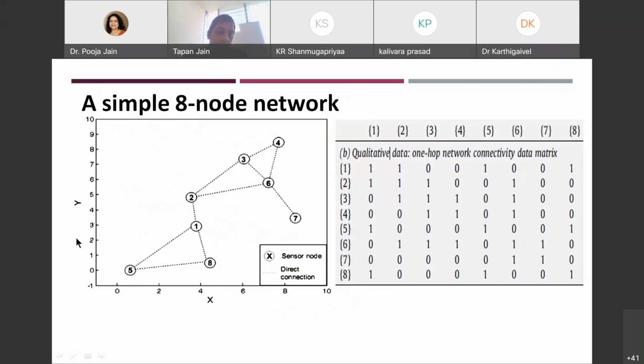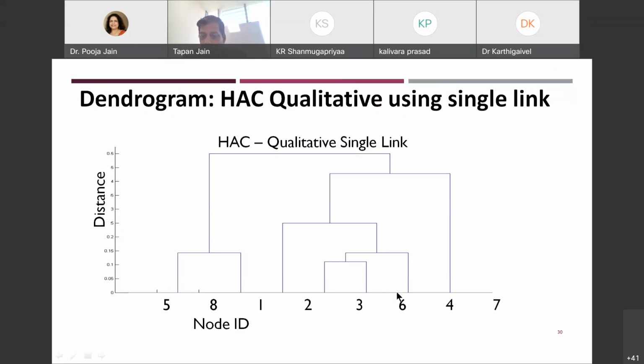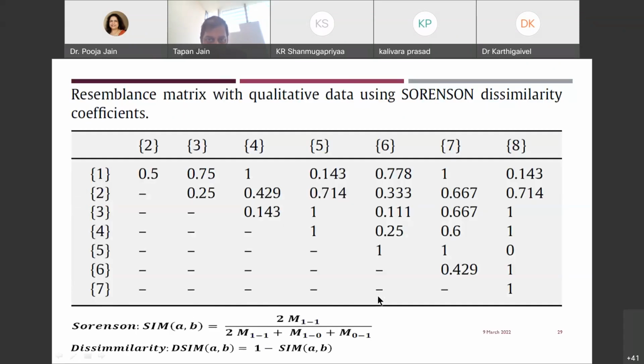Right? So we need to make a table like this for each pair: 1 and 2, 2 and 3, 3 and 4, 4 and 5, 5 and 6, and you have to calculate this. So now we need to first combine the minimum value. So the minimum value is between 5 and 8. First we combine 5 and 8. Then 5 and 8 combined with 1, right? And also in between, we have to combine 3 and 6 because the 3 and 6 value is 0.11.